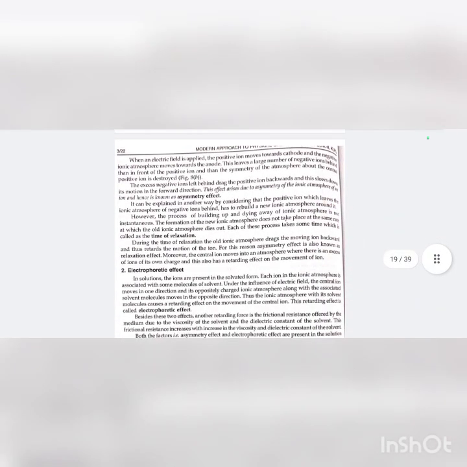The two types of interionic effects are described as follows. First is the asymmetry or relaxation effect. Consider a central positive ion, which is surrounded by an ionic atmosphere of negatively charged ions. The ionic atmosphere is symmetrical in the absence of an electric field. When an electric field is applied, the positive ions move towards the cathode and the negative ion atmosphere moves towards the anode.